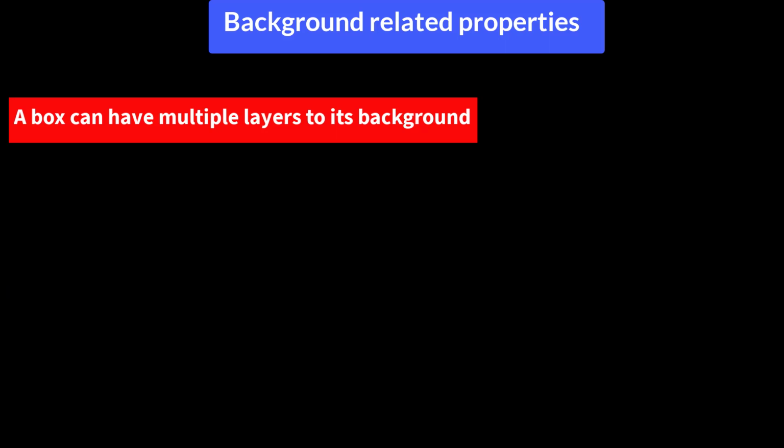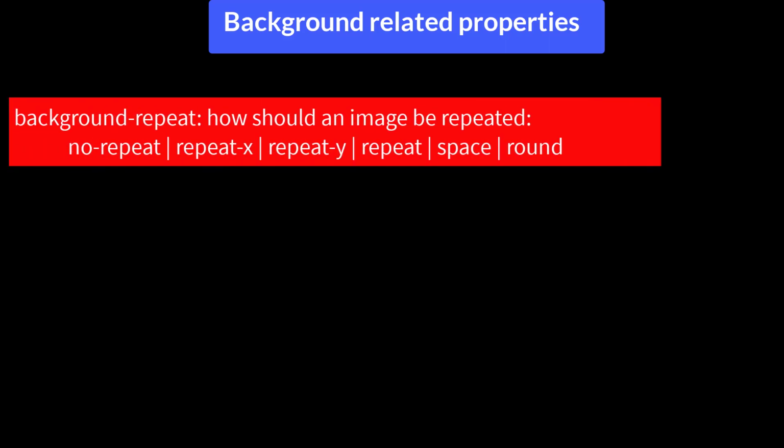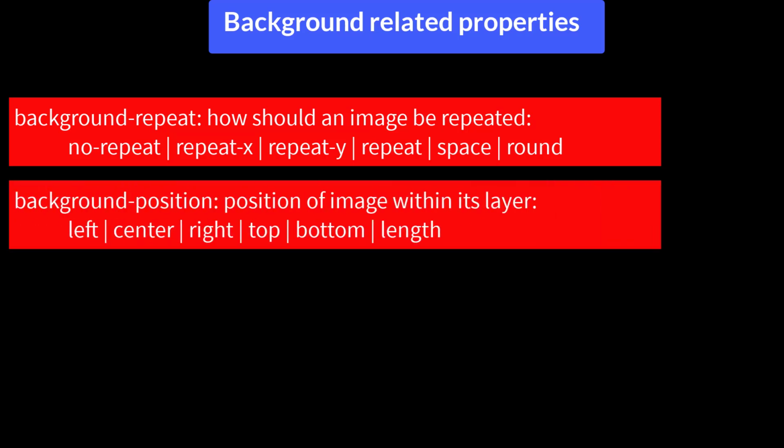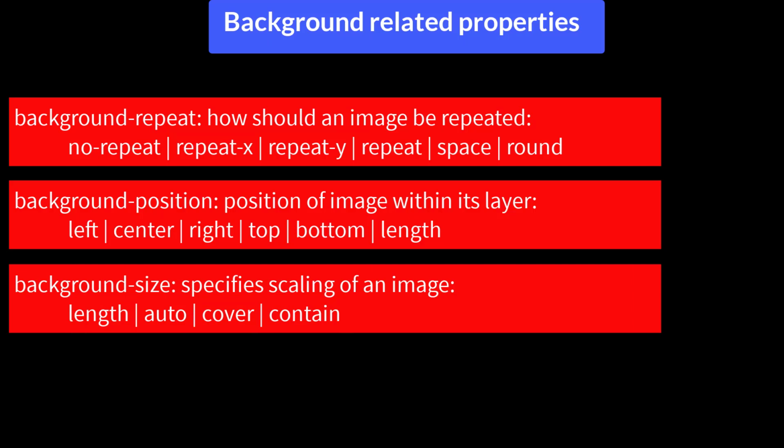So, what other background-related properties are there? Here's an overview of a few, which we'll explore in more detail shortly. Background-repeat: how should an image be repeated? Your possible values are no-repeat, repeat-x, repeat-y, repeat, which is the default, space, and round, and we'll get to those shortly. Background-position: the position of the image within its layer. And you can say left, center, right, top, bottom, or some kind of length value. And background-size specifies the scaling of an image. And you can specify a length value or the default of auto, or cover or contain.